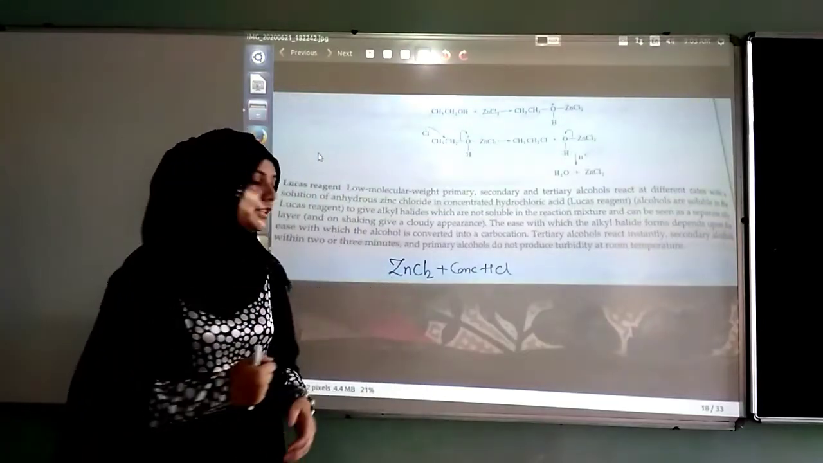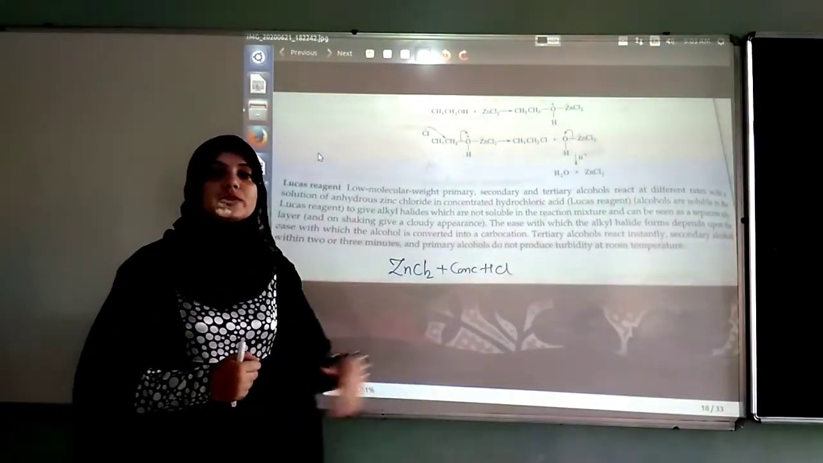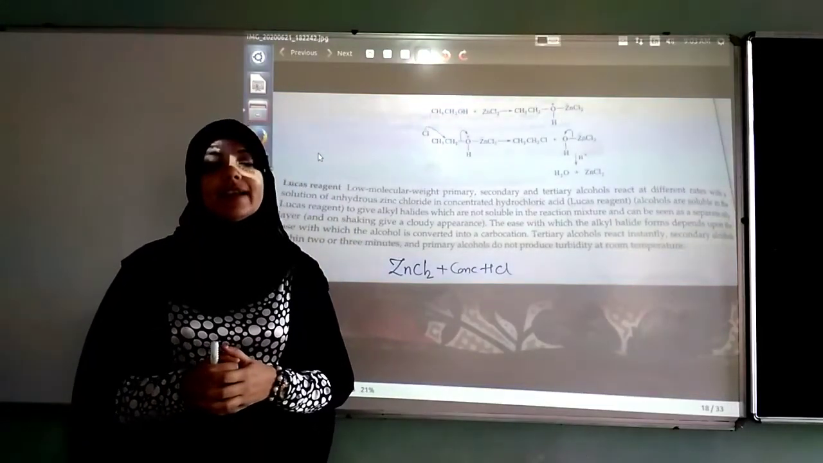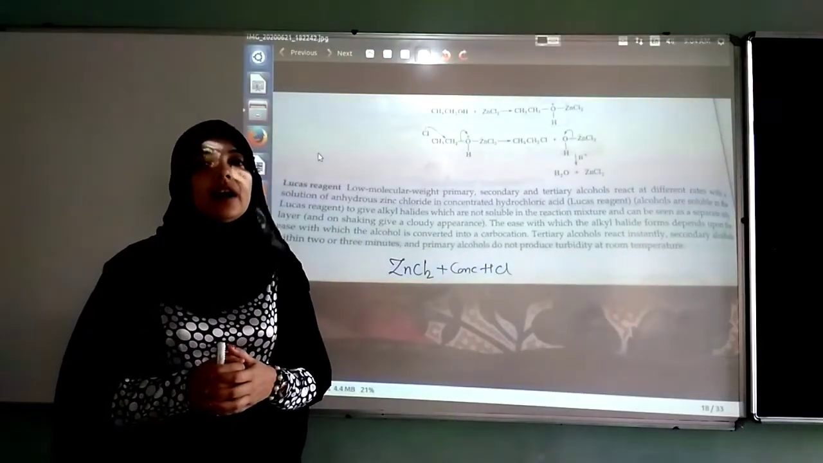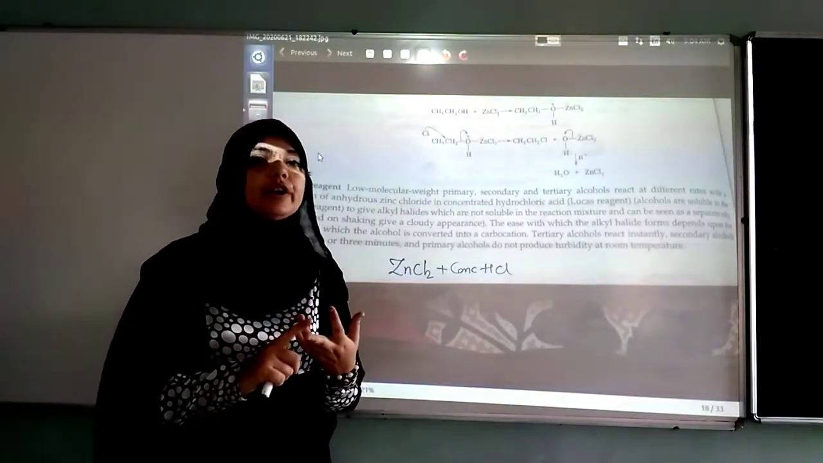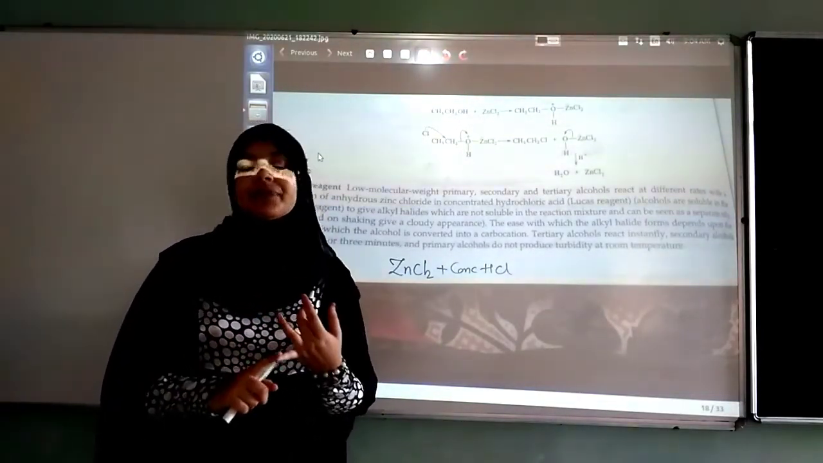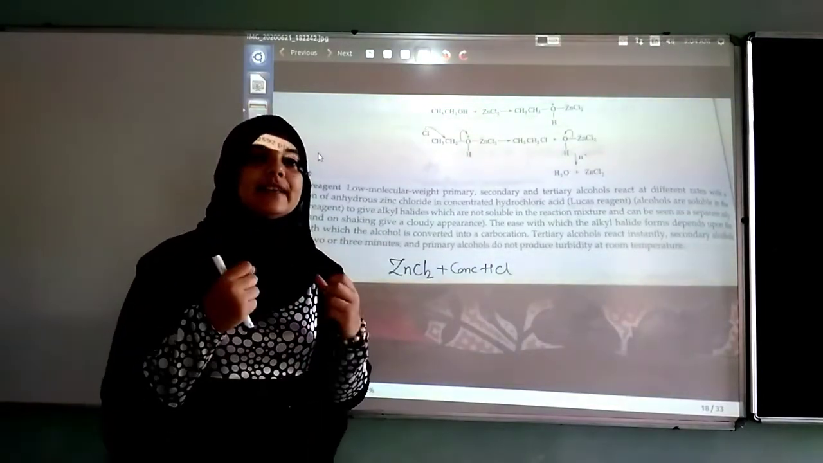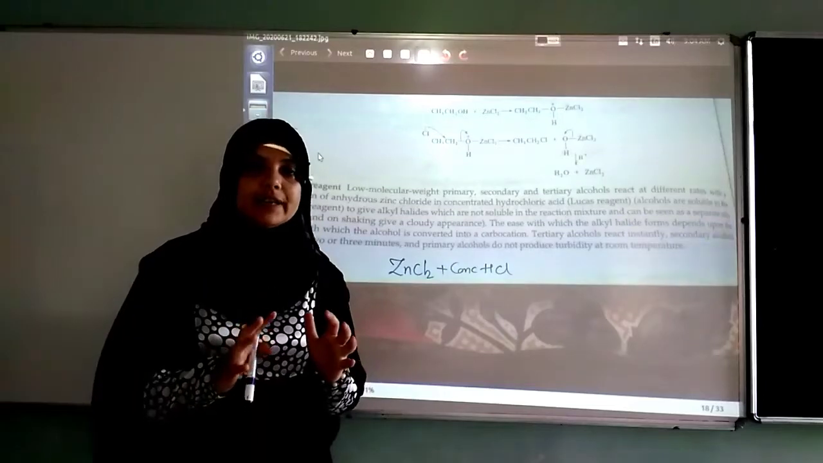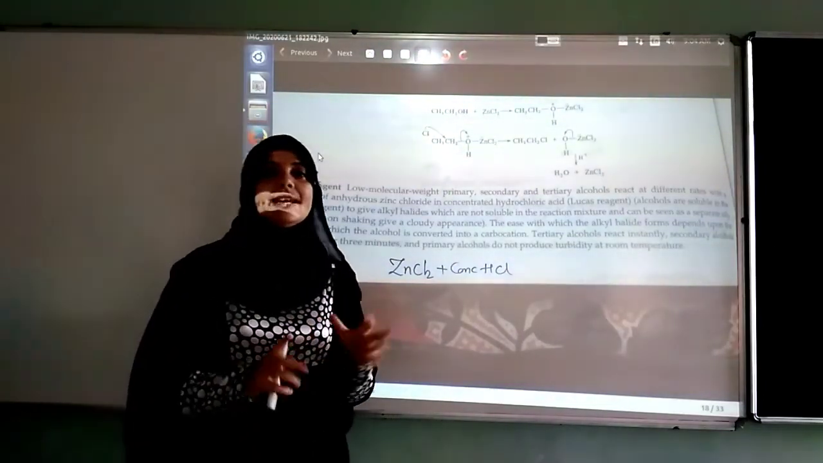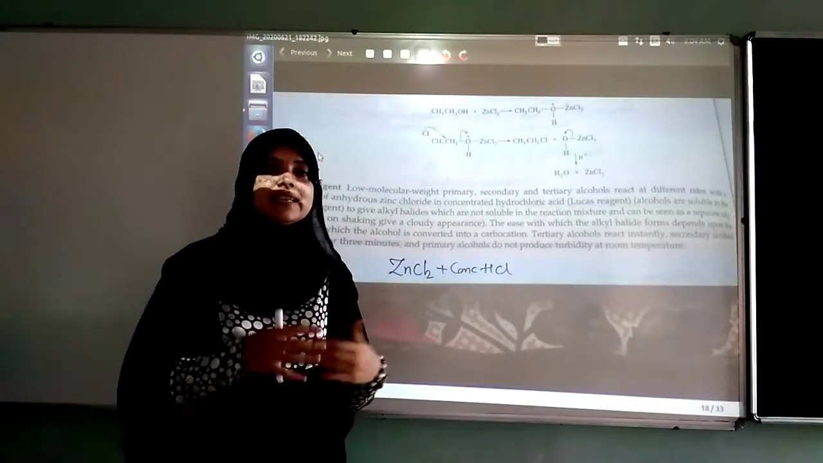We have started with the particular reaction that we were looking forward to, the Lucas reagent. What is Lucas reagent? ZnCl2 plus concentrated HCl is known as Lucas reagent, and we know that it is used for determining whether your alcohol is primary, secondary or tertiary. When it is tertiary, the reaction takes place so fast that instantly you will get the turbidity. For secondary, it will take a little bit of time, and for primary, it will not show the turbidity easily.